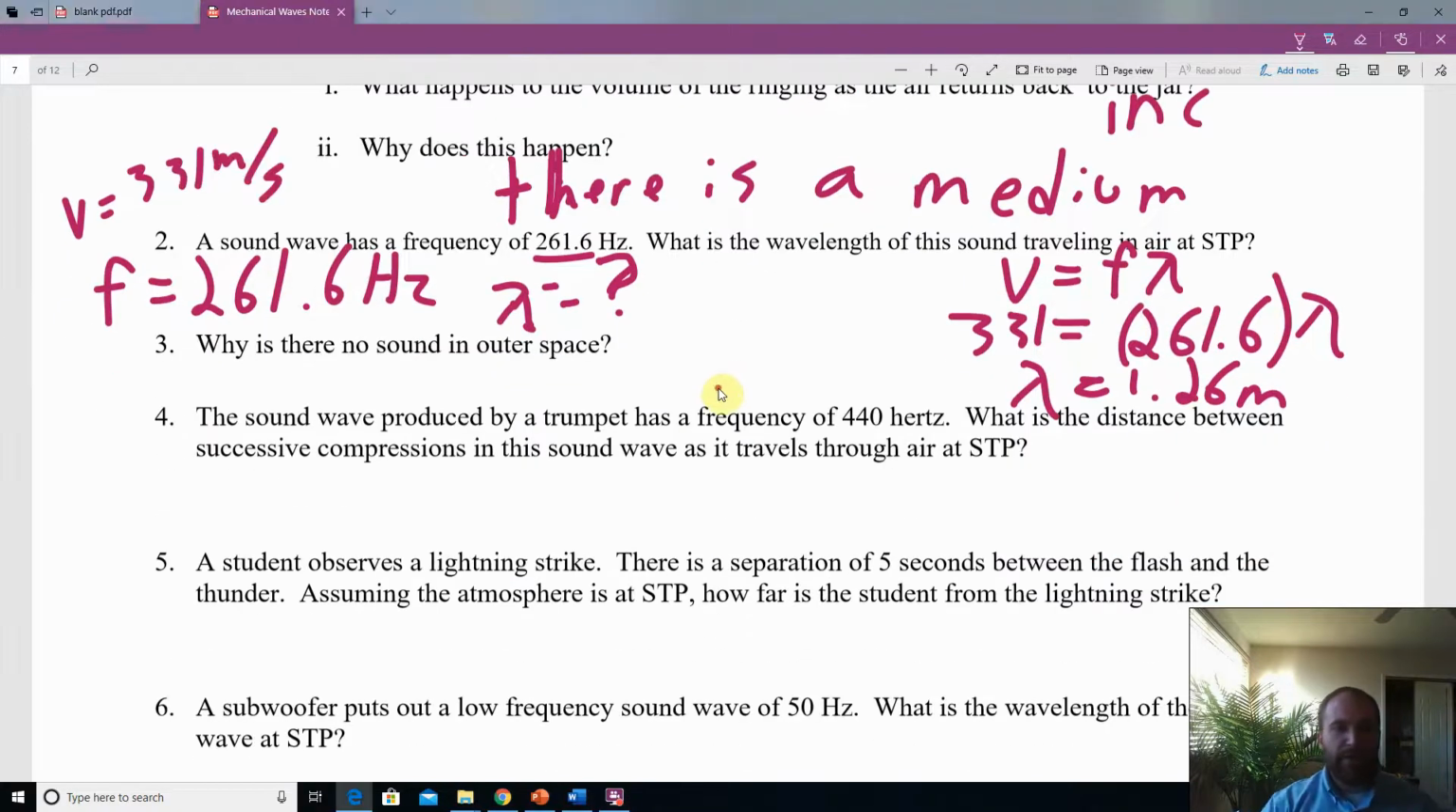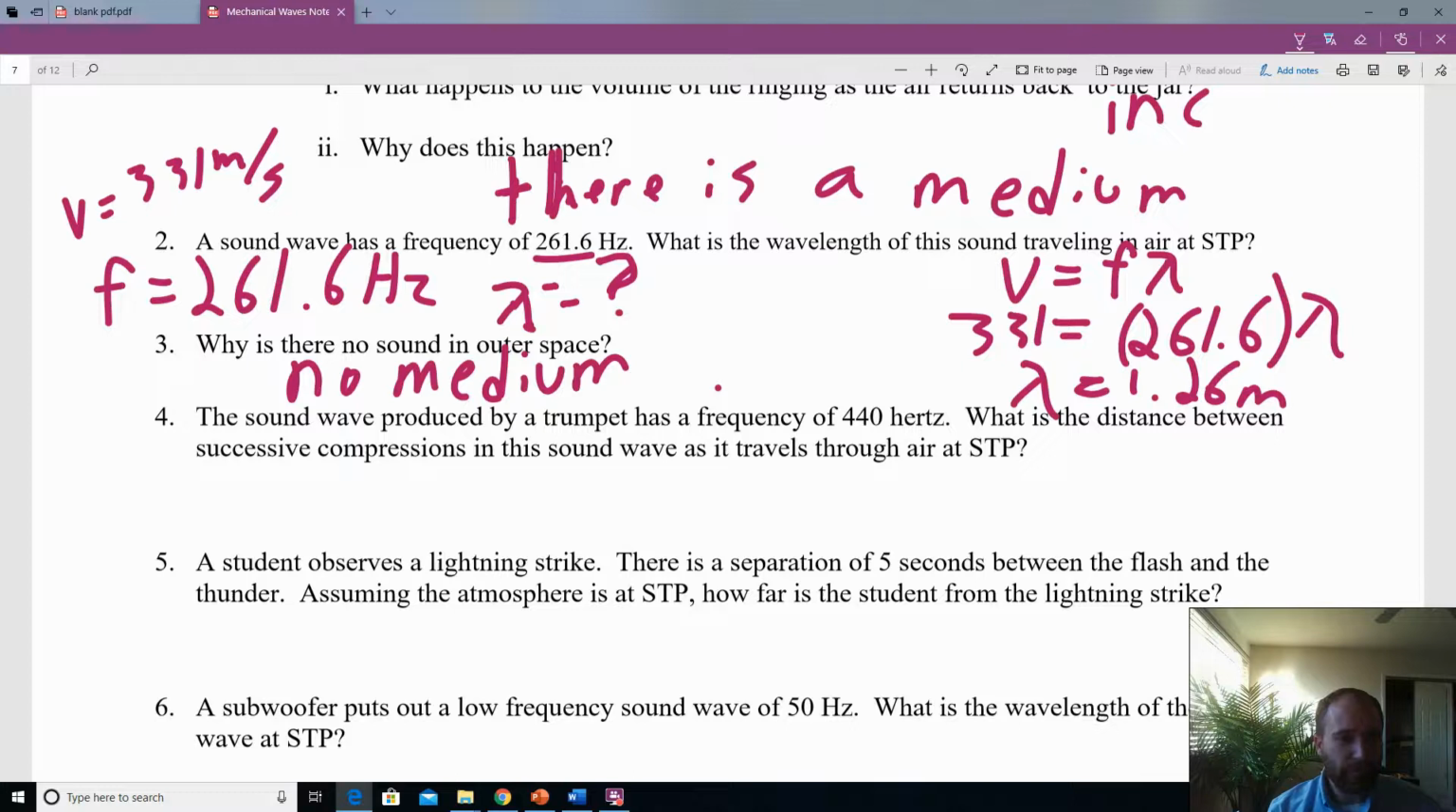Why is there no sound in outer space? Well, in outer space, there's no air, right? You can't breathe in outer space, there's no air. Which means that there is no medium through which sound can travel. So, kind of weird in outer space, if you were 20 feet away from a massive explosion or some crazy event, you would hear nothing. It would be completely silent, because if sound is vibrating air, there's no air to vibrate. There's no sound in outer space.